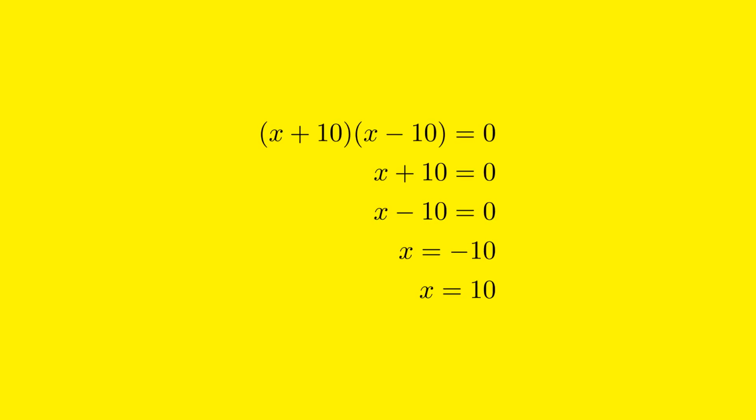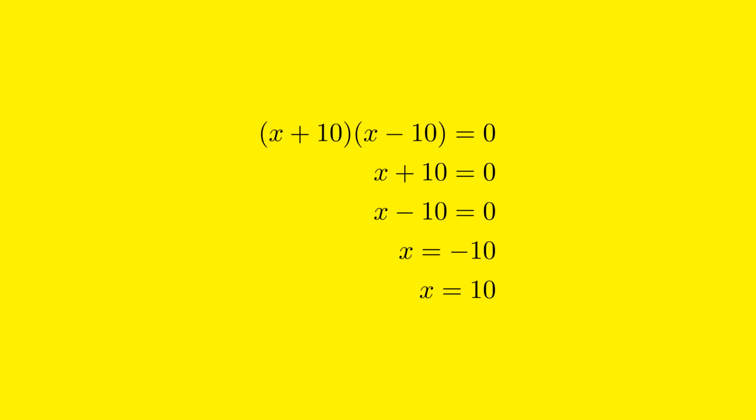In step 2, the factored expression x plus 10 times x minus 10 is set to 0 in order to solve for the values of x that satisfy the equation. This changes the problem to x plus 10 equals 0 and x minus 10 equals 0. By solving these two simpler equations, we find the solutions are x equals minus 10 and x equals 10.